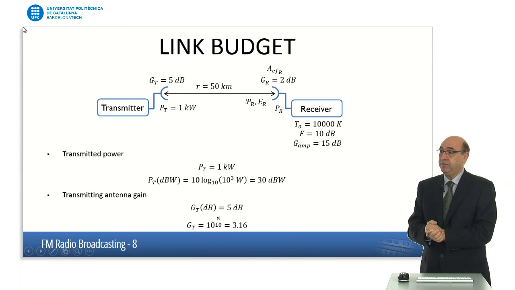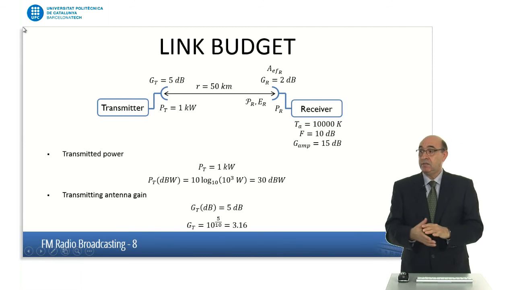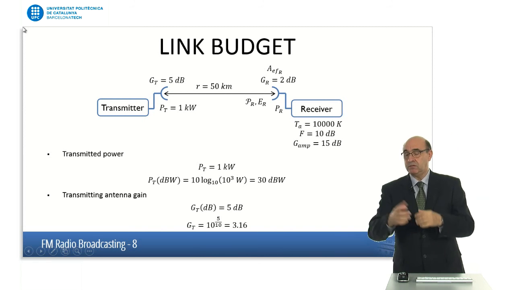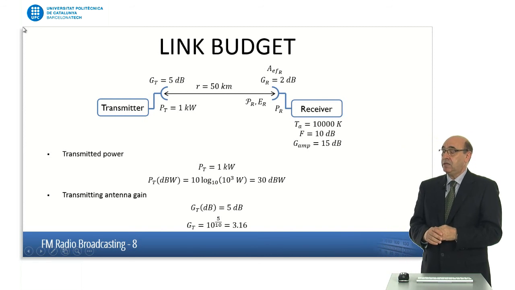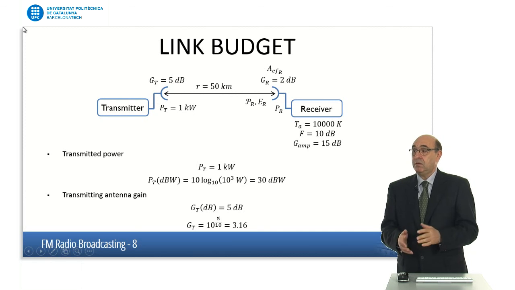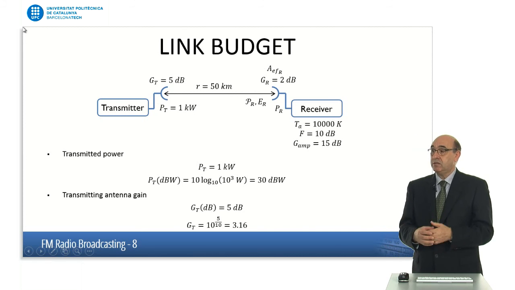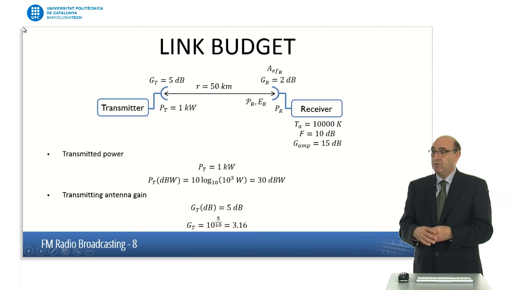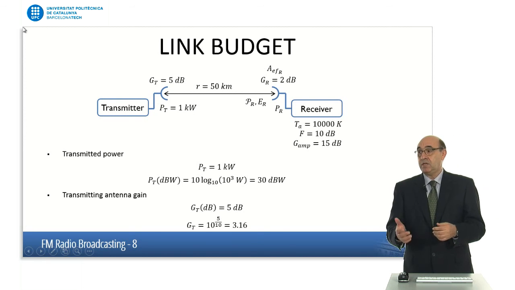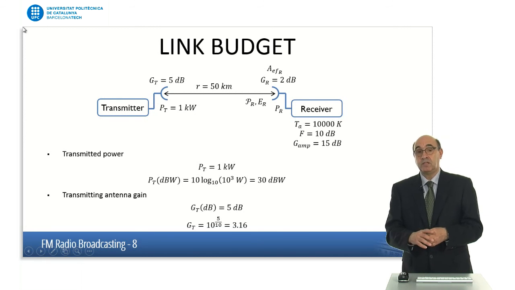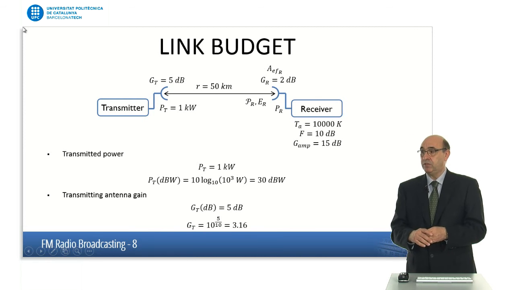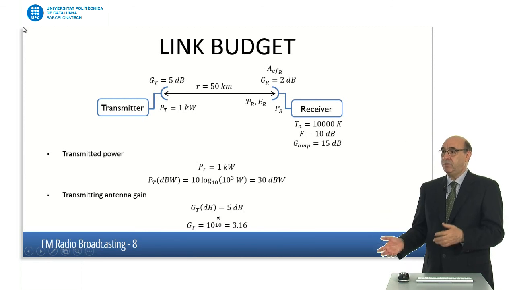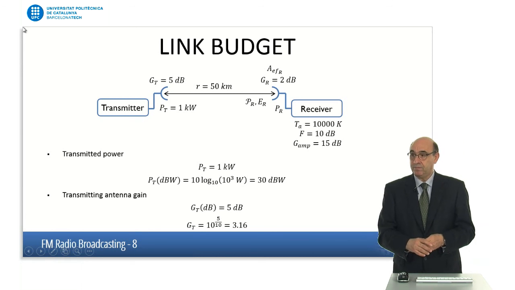Then we have our receiver, which in this case has a low gain antenna. It's 2 dB, could be even lower depending on how you connect it. And our electronics in the receiver are here characterized by simple terms: 10,000 Kelvin for the noise, 10 dBs for the noise figure, and 15 dBs for the gain. And now we have to find the received power in terms of the transmitted power.